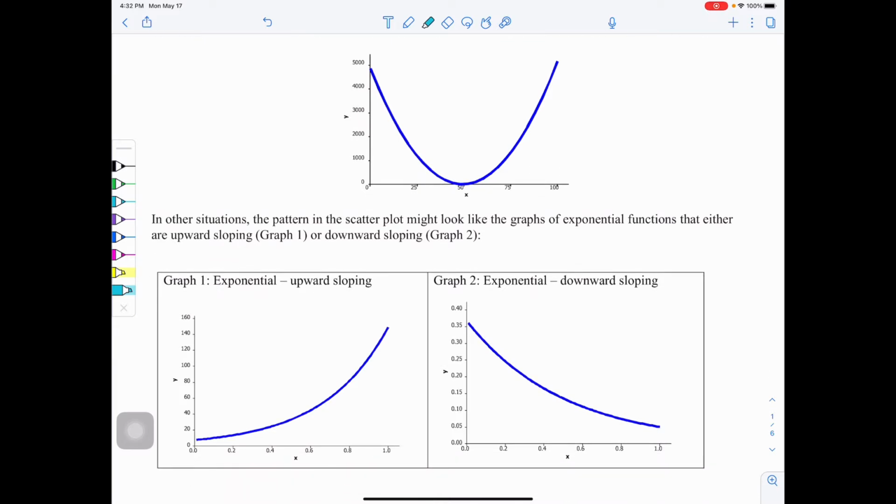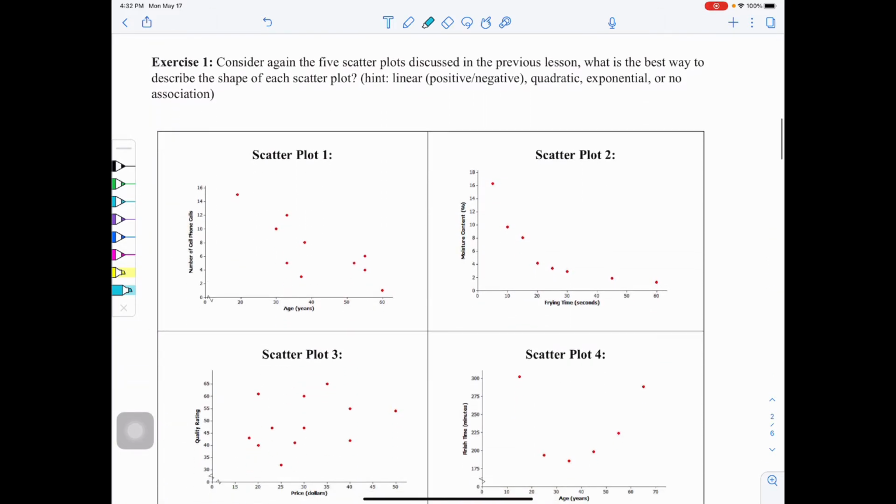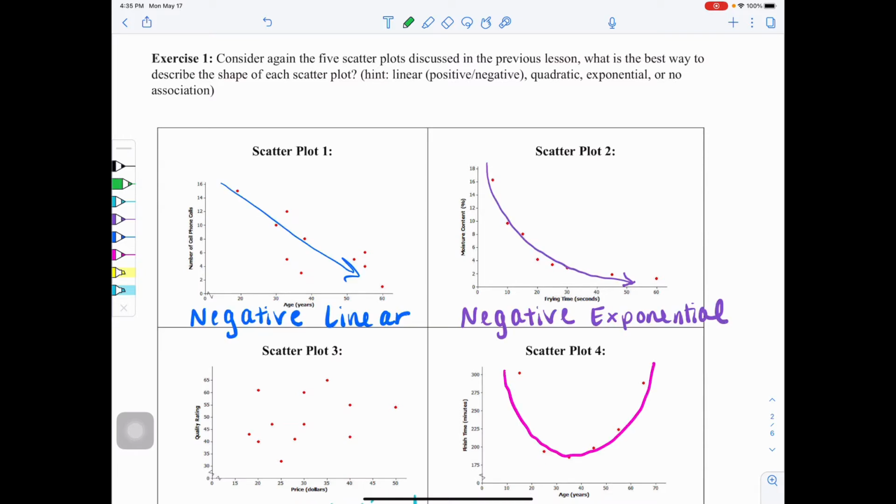So remember, quadratic has that U shape. It's either going to open up or down. And for exponential, you can either think of it as going up the ramp or coming down the ramp. Okay, so at this time, you are now going to answer the questions just in exercise 1 using the information that we just discussed. Please pause the video, try exercise 1, and then resume the video when you're ready to go over the answers.